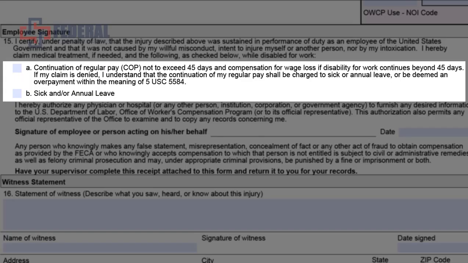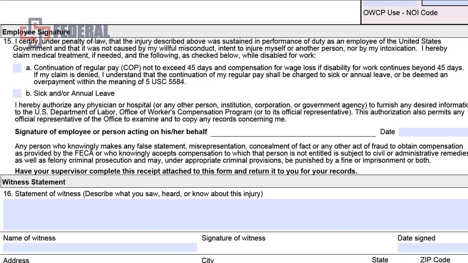and then select which type of pay you would like to use prior to receiving workers' compensation pay once your case is accepted. Now, looking at the two options that are available to you, continuation of regular pay not to exceed 45 days and compensation for wage loss if disability for work continues beyond 45 days. If my claim is denied, I understand that the continuation of my regular pay shall be charged to sick or annual or deemed an overpayment within the meaning of the law.